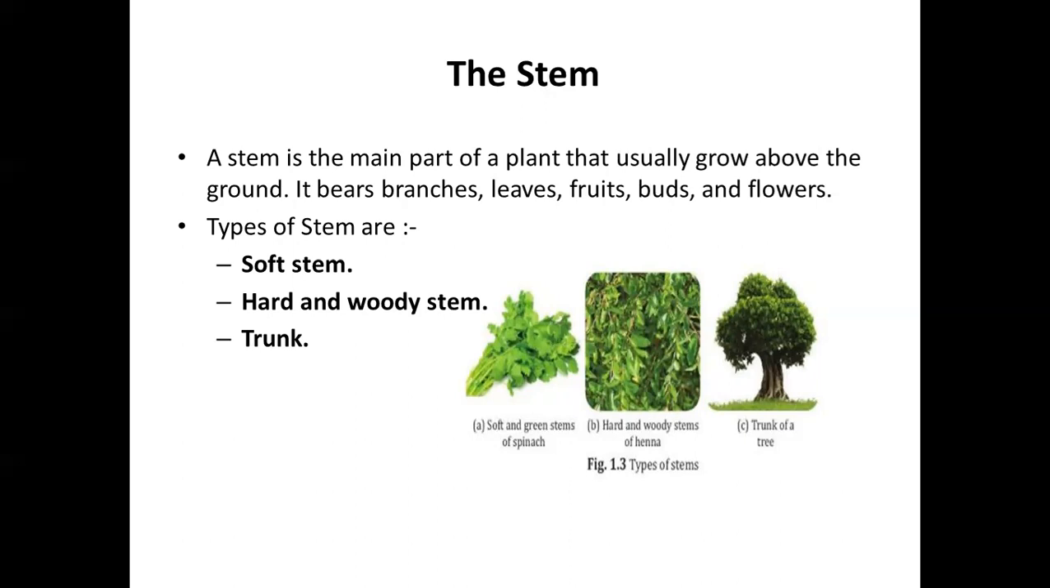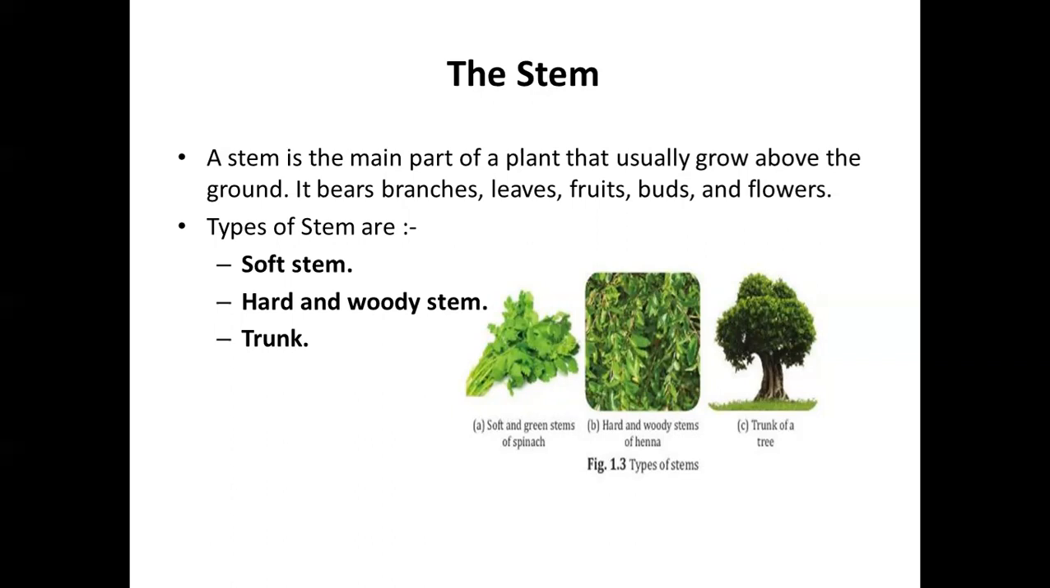One more thing is mentioned here, in figure 1.3, the types of stems. We can see different types of stems in different plants: soft stem, hard or woody stem, and trunk. Soft stems are green in color, and generally we can see them in herbal plants.